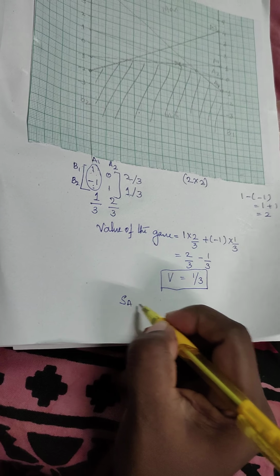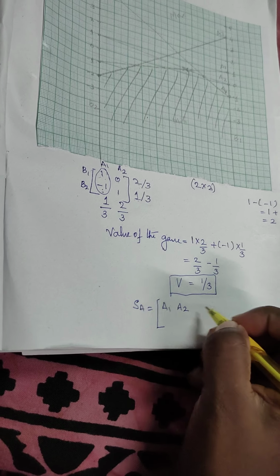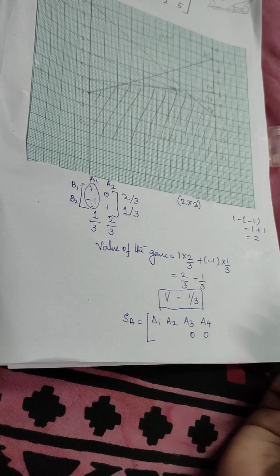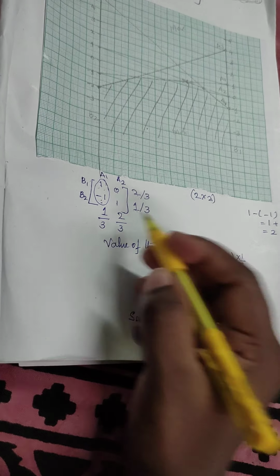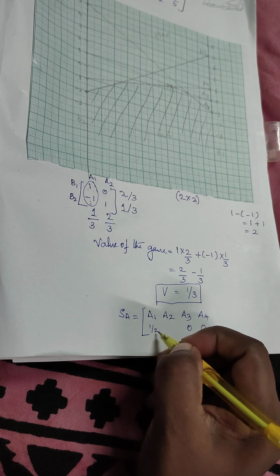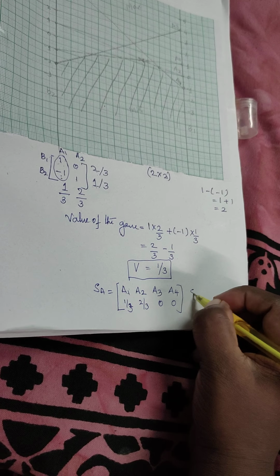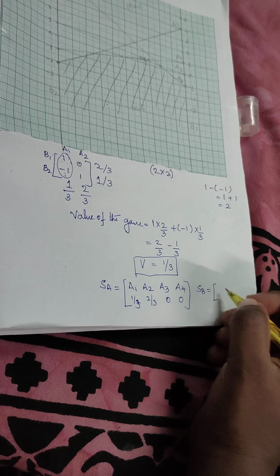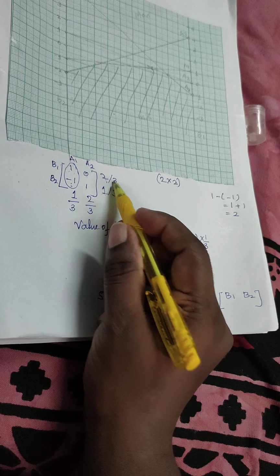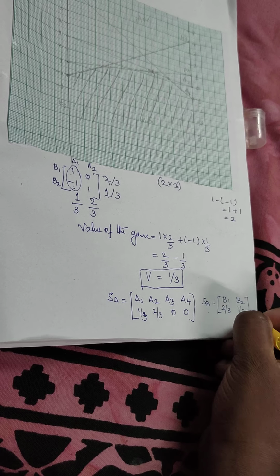Therefore, my answer SA is A1, A2, A3, A4. These two become 0 because not selected. For A1 and A2, 1 by 3, 2 by 3. And my strategy of player B is B1 and B2. For B1 and B2, these are the values. It will be 2 by 3, 1 by 3.